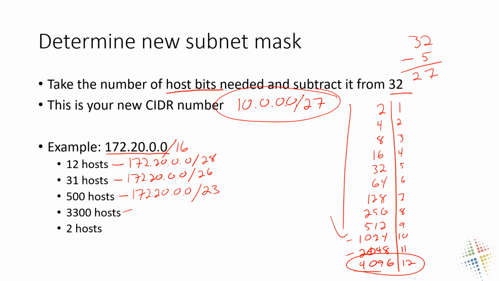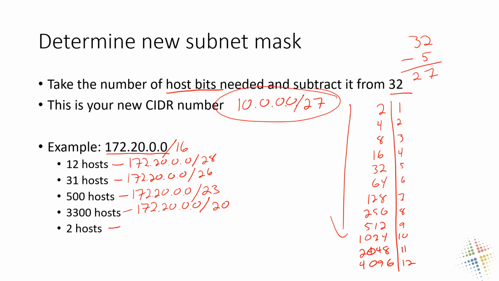There will be some wasting. It's still the smallest possible option while still meeting all the needs, but it is still wasting a lot of IP addresses. And that's fine. For the most part, with the exception of out on the public internet, there is not a scarcity of IP addresses, so it's not that big of a deal. So 3,300 hosts is 12 bits. 32 minus 12 is 20, which gives me a CIDR notation of 20.